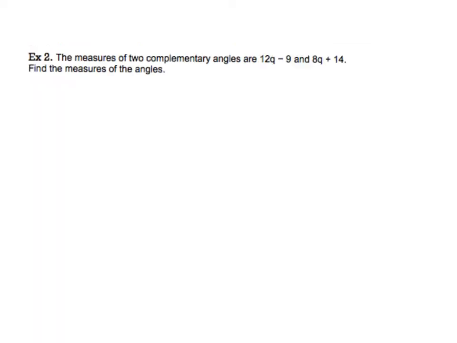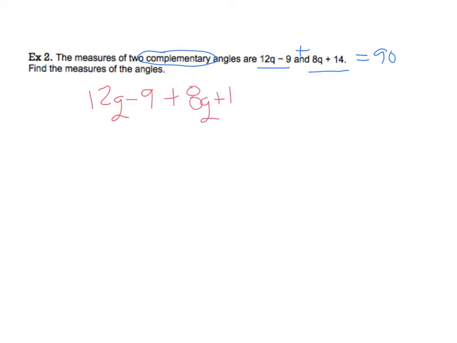All right, the measures of two complementary angles are 12q minus 9 and 8q plus 14. Find the measures of these angles. So, big hint here is that they tell me that they're complementary, which means this plus this equals 90. So that's going to be the setup for our equation. So 12q minus 9 plus 8q plus 14 is going to be equal to 90 since they are complementary.